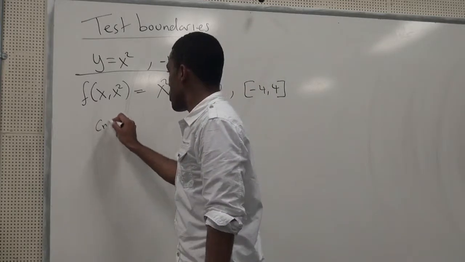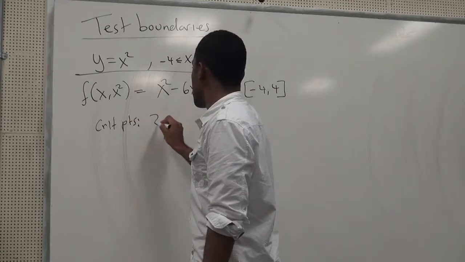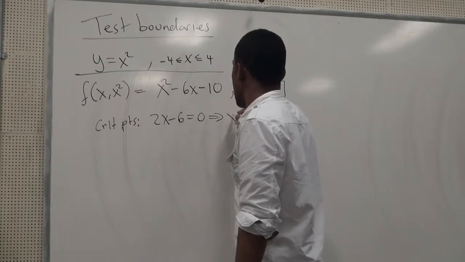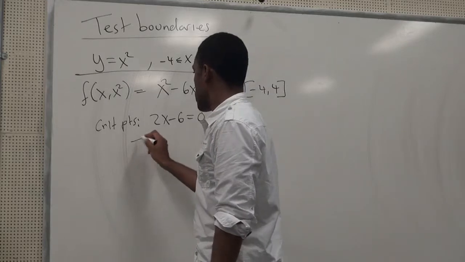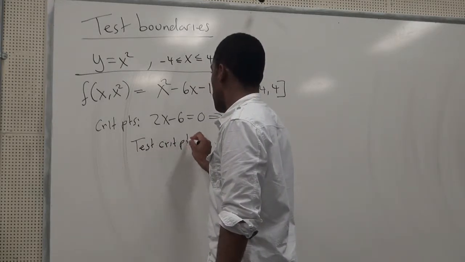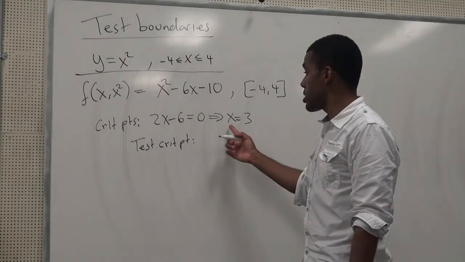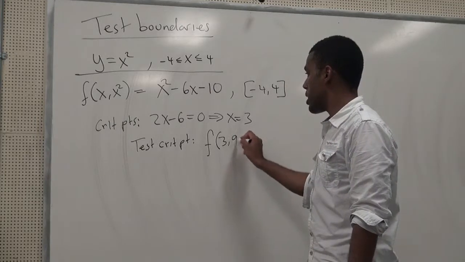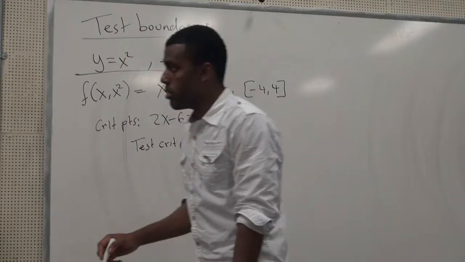So now you find the critical points. This means you need 2x minus 6 equal to 0, which means x equals 3. So now you test the critical point. The critical point happens when x is 3, right? So this is going to give us f at what value? 3, 9. Right? It's 3, 9 in our region.